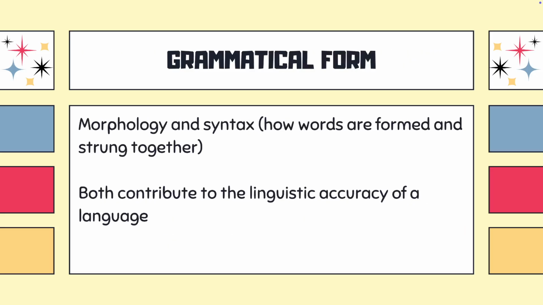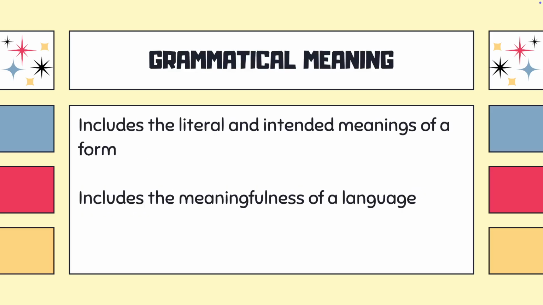So looking specifically at grammatical form, remember, we're looking here at how to assess grammar. So what does it mean? Okay, so in terms of morphology and syntax, to have this type of knowledge, it's to know how the words are formed and strung together. And both of them contribute to the linguistic accuracy of a language. So they both need to be assessed.